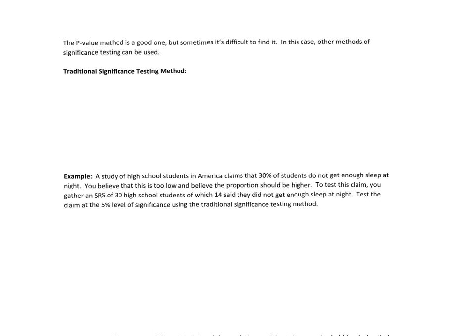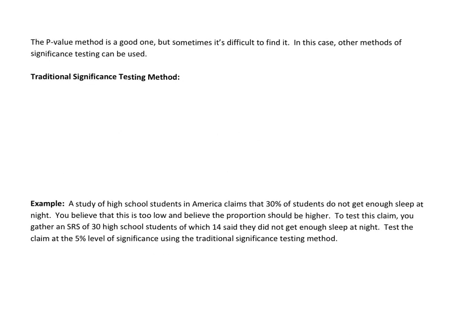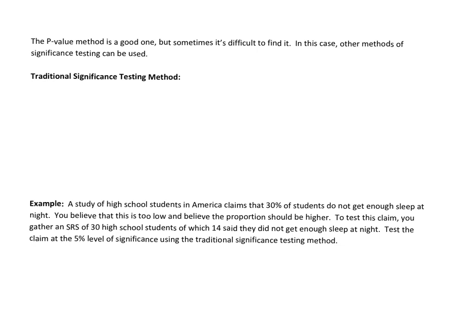So the last thing we have to talk about is another way to perform a hypothesis test, a significance test. So we aren't always going to be able to find a p-value. All right? It's a good one, but sometimes it's difficult to find it. There's multiple steps. So there is another method we can use, and that's called a traditional significance testing method.